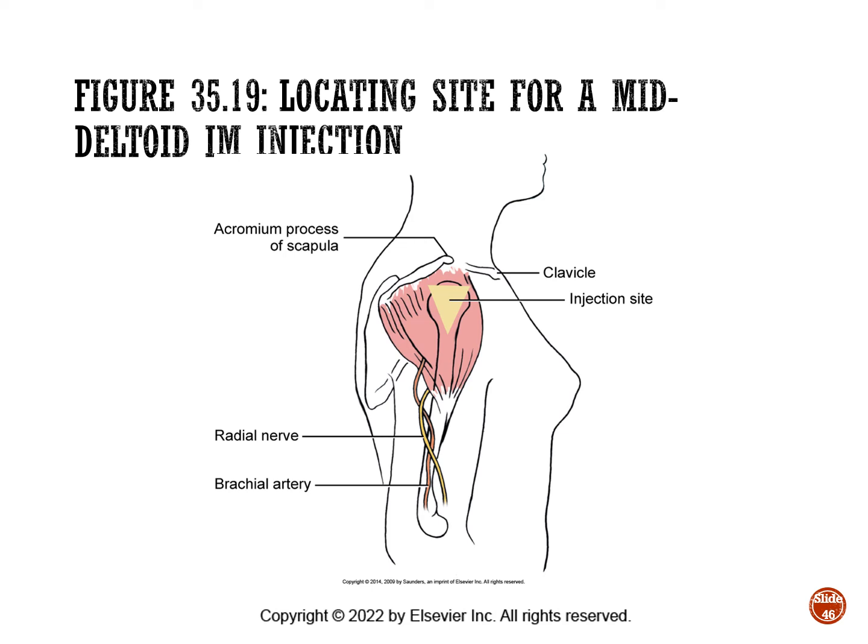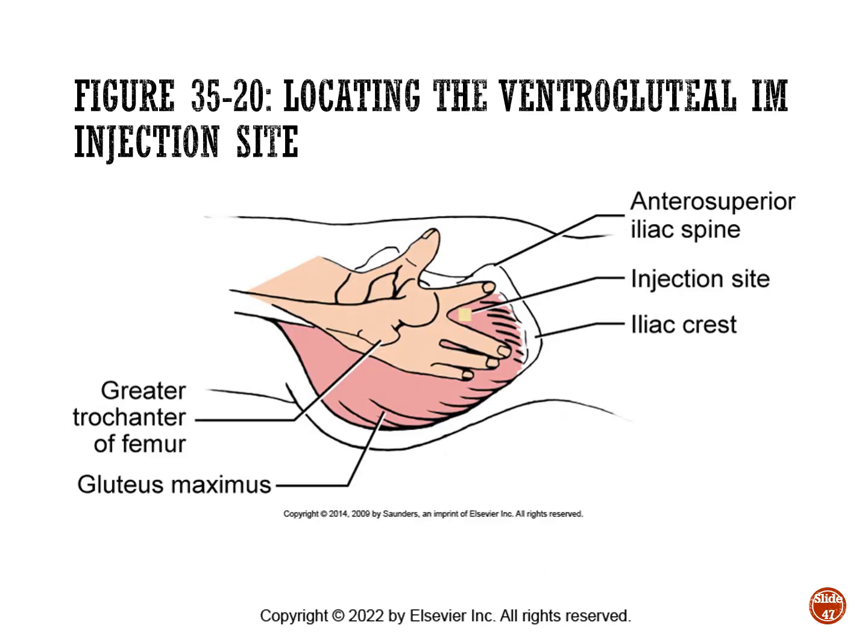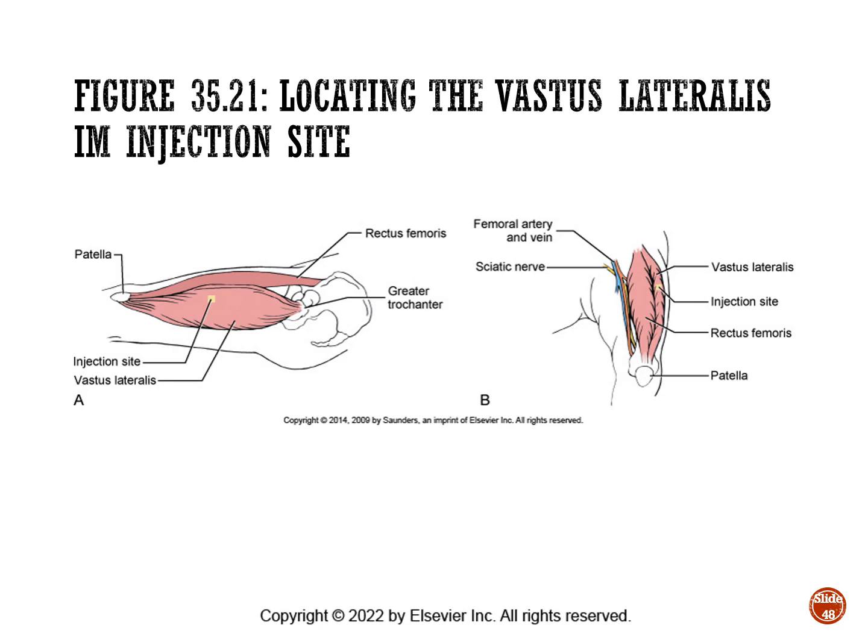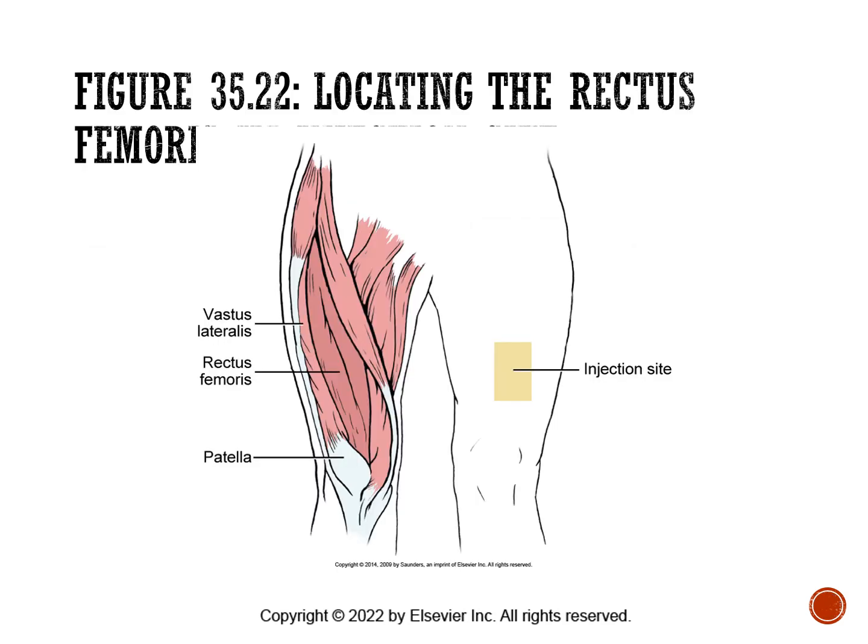You can see this on page 705, and this is going to be the deltoid IM injection site, very commonly used. You can see this on page 707. This is the site for the ventrogluteal IM injection, also very commonly used. This is on page 708. This is going to be the vastus lateralis IM injection site. This provides you with a side view and a front view. Again, very important, very common injection site. And then also on page 708, we have the rectus femoris IM injection site.